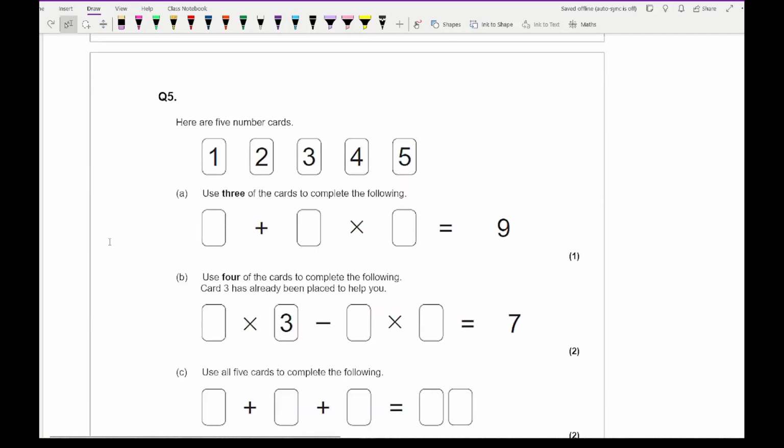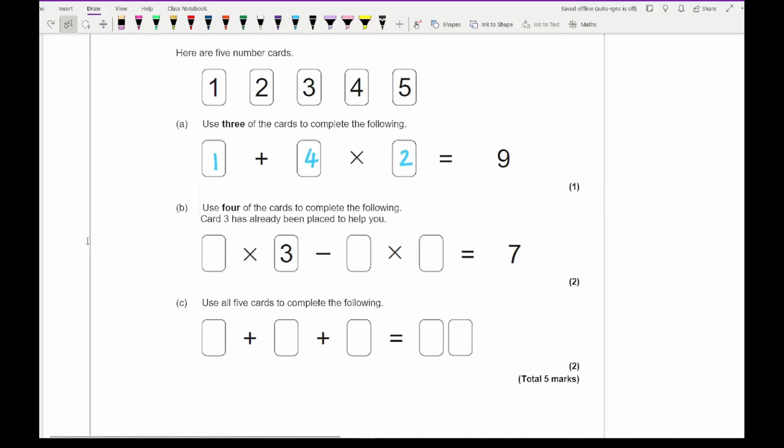Moving on to question 5. So again, dealing with order of operations. It says use 3 of the cards to make the following complete. So here we've got to try and make 8. So let's go for 4 times 2, which is 8, plus 1.